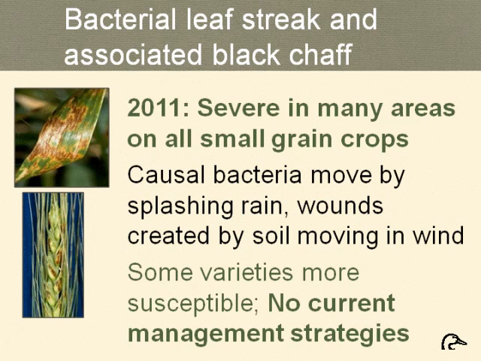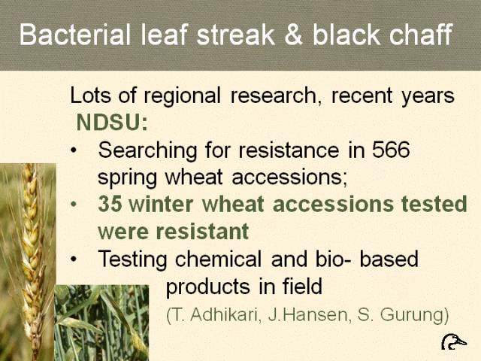Last year, we also saw a considerable amount of bacterial leaf streak in winter wheat and spring wheat, and it's caused by a bacterium that is present in residue, soil, and perhaps on the leaf, and it's moved by splashing rain. It needs wounds in the leaf surface to enter the plant, and that's created by the soil moving with the wind and the rain. Currently, we know some varieties are more susceptible, but we really don't have a lot of information on variety response in winter wheat, and we don't have current management strategies to recommend. So know that a lot of the breeders are looking for resistance.